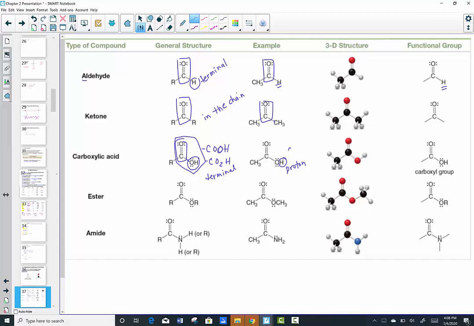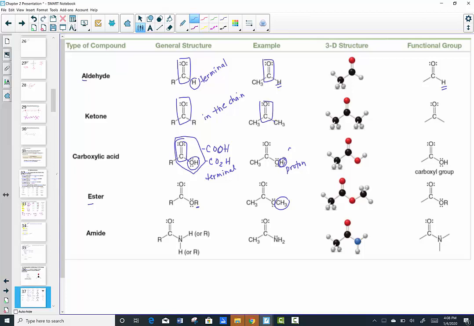If we have the carbonyl carbon attached to an oxygen not at the terminal end, instead of a hydrogen here, we have another carbon group, it's called an ester. So notice the difference. If it's in the carbon chain, it's an ester. If it's at the end, it's called a carboxylic acid.